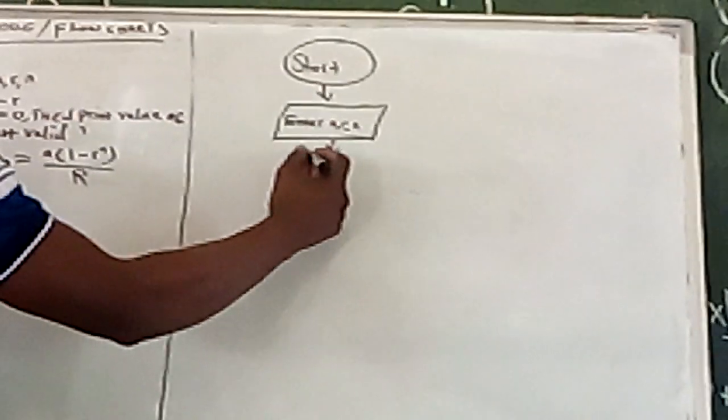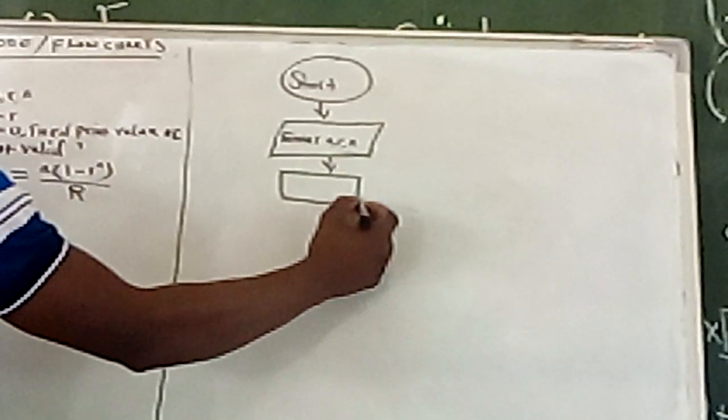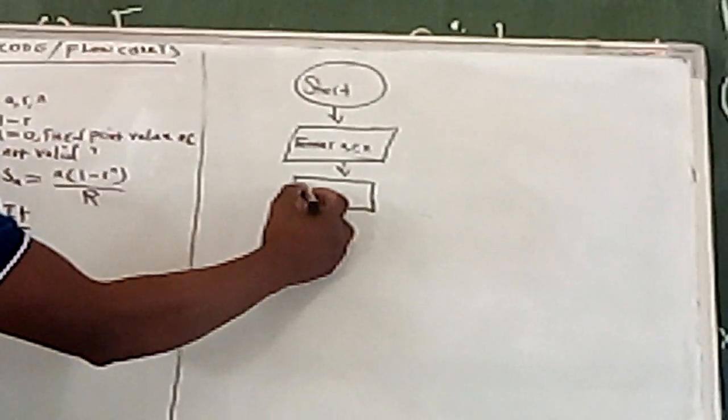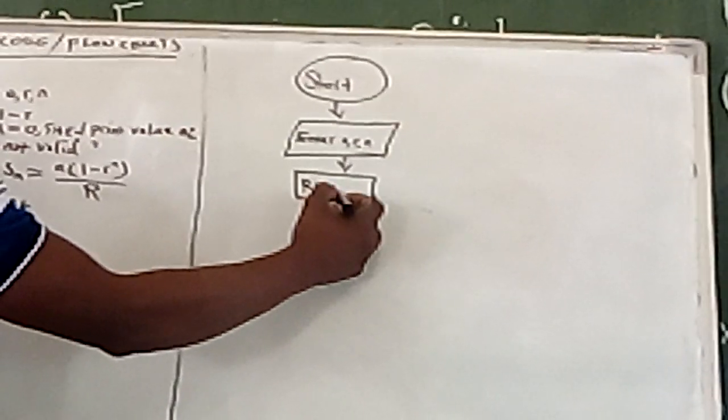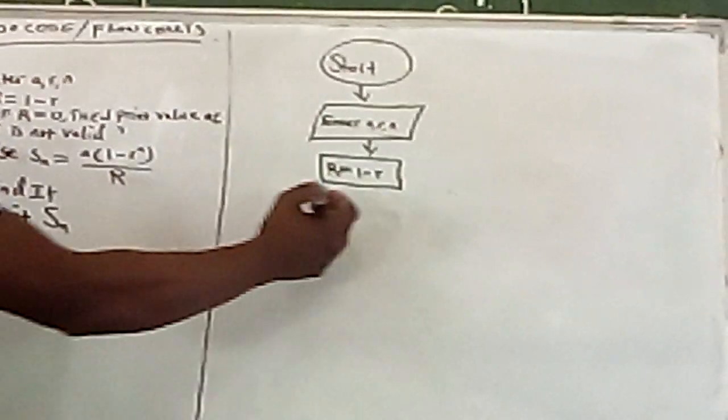So this one you can just put it in a rectangular shaped box like this. Just put it in there. So you say R is equal to 1 minus R. From there we go to the condition.